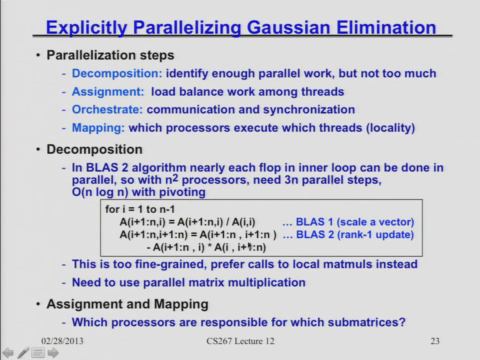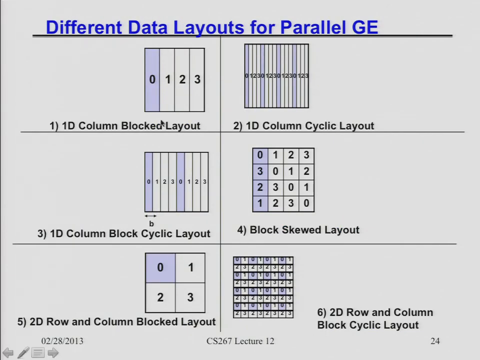So let me go back and remind ourselves of our data structures that we're going to use to assign work to processors. The idea is we're going to assign submatrices to processors, and that processor will be responsible for the work to update it to maintain locality. So here are the different possible layouts that we talked about before for matrix multiply. Let me walk through them one at a time.